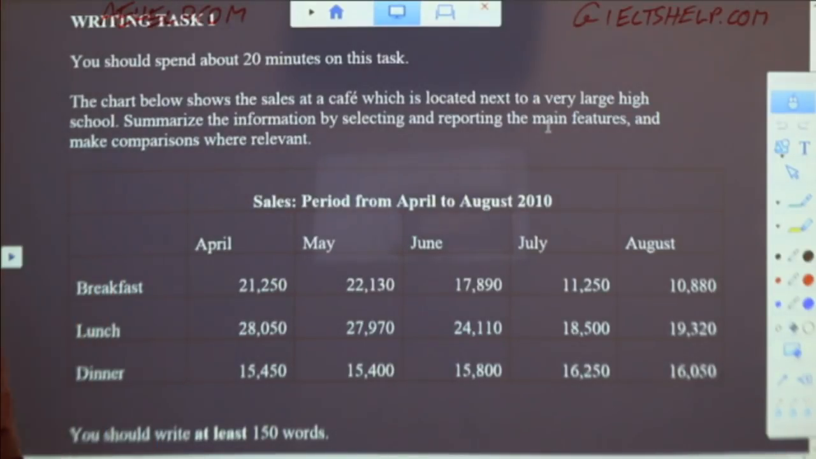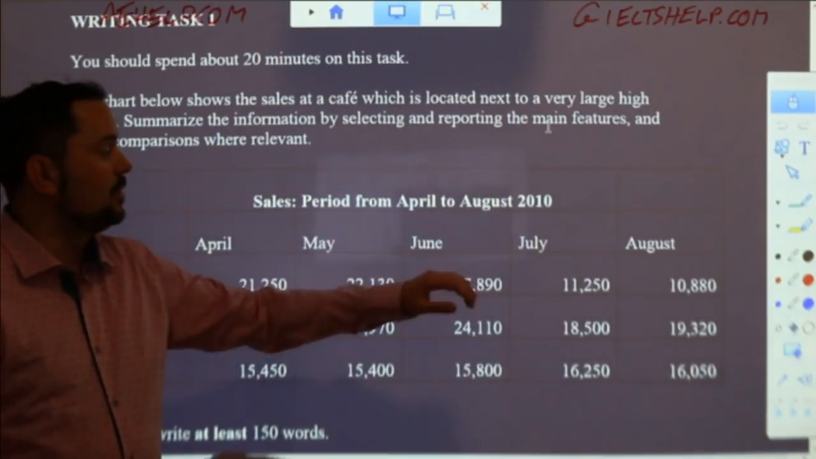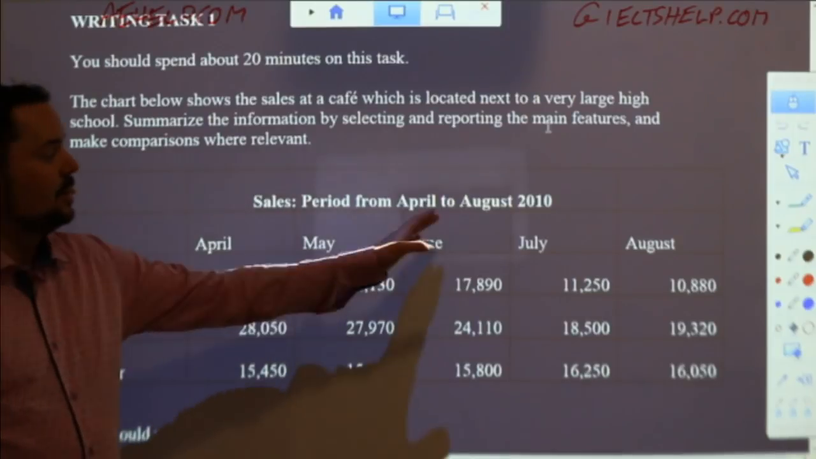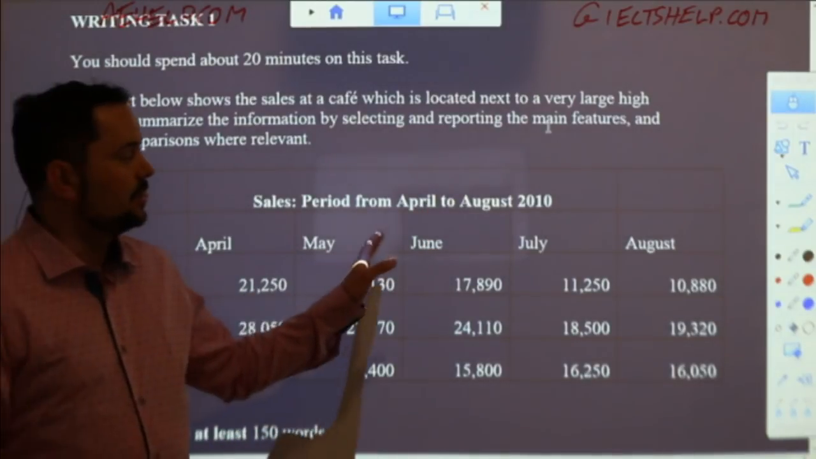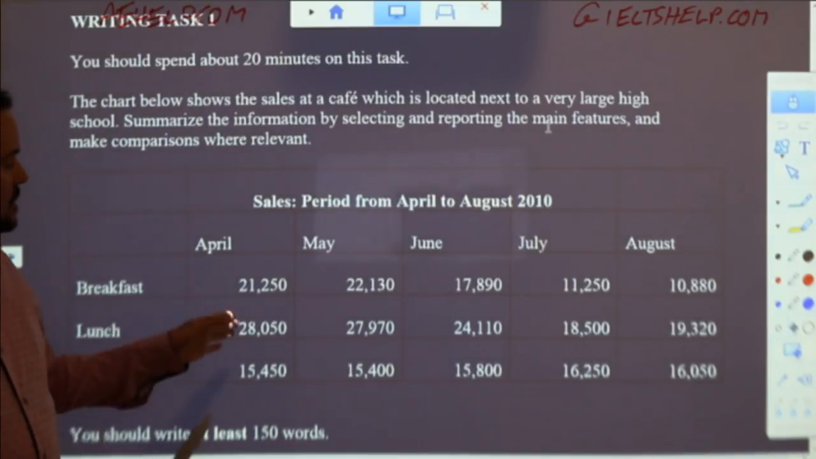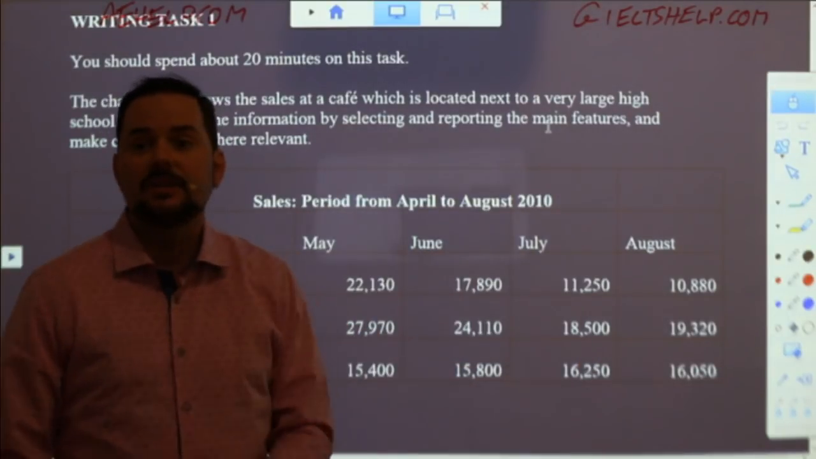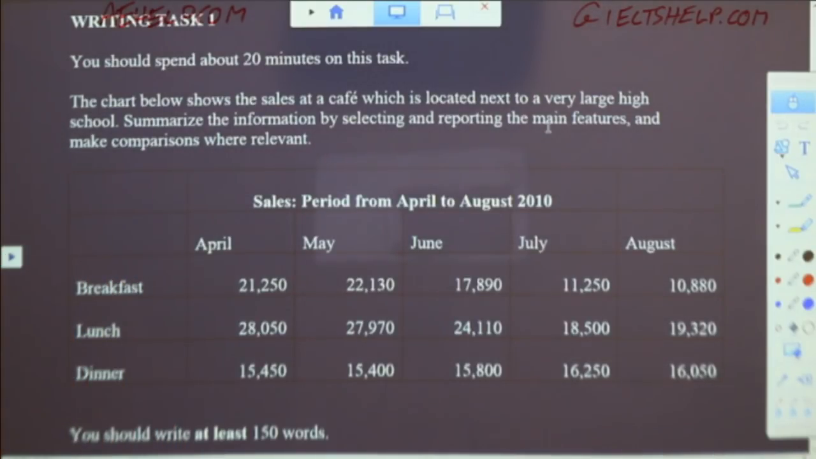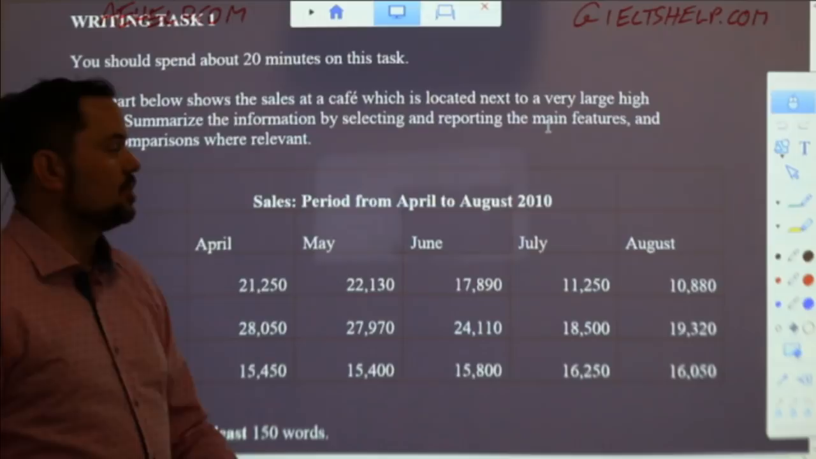In this case, we see that it's the sales period from April to August. So the row here, what kind of data is the column, I should start with. What kind of data is the column showing us in our case? Anybody? What kind of data is shown in our situation in the columns? Yeah, the months, absolutely. So it's giving us these 5 months, April, May, June, July, and August.